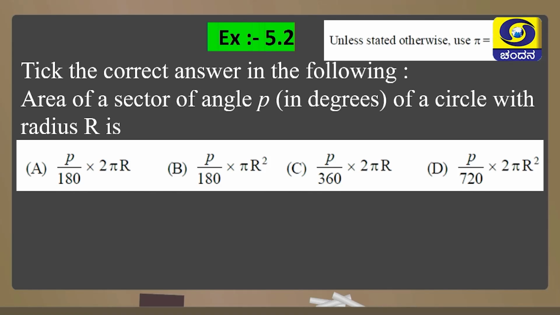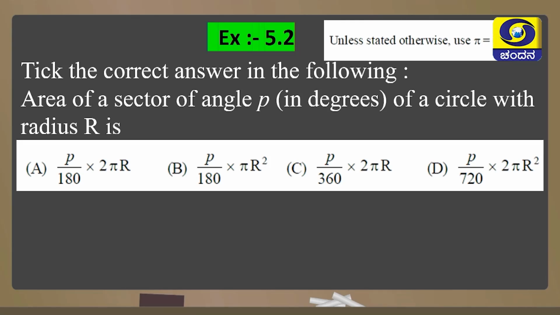Here there are 4 options: option A, P by 180 into 2 pi r; option B, P by 180 into pi r square; option C, P by 360 into 2 pi r; option D, P by 720 into 2 pi r square. Since it is related to area, we have pi r square in only 2 options, that is option B and option D. But in option B, we have P by 180, and we know the formula is theta by 360 into pi r square, but here it is P by 180.